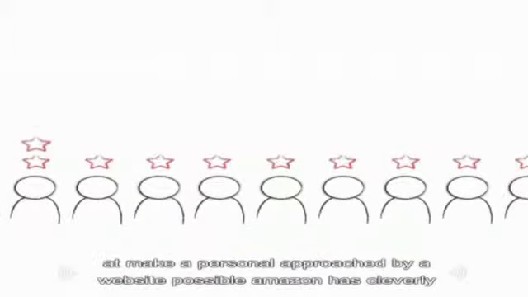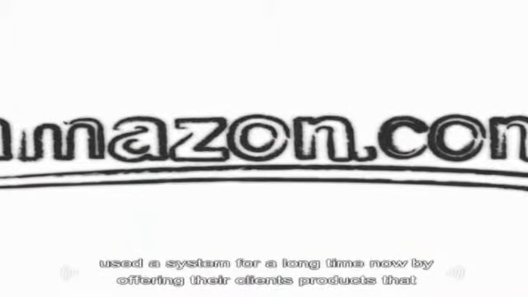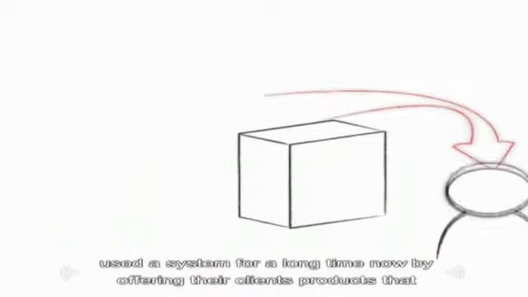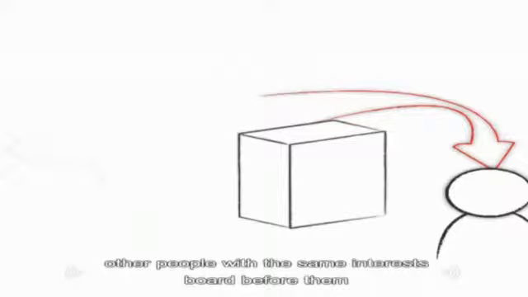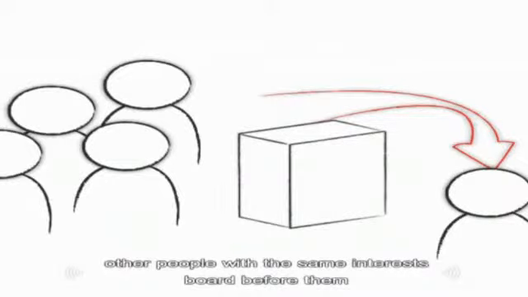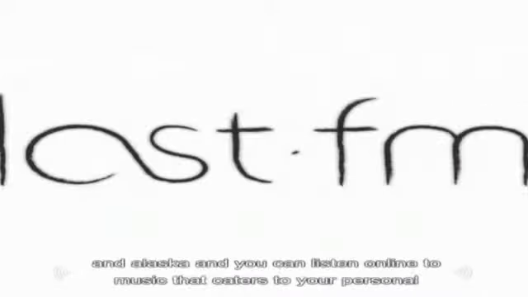Web 3.0 is not totally different from the web we know now. It is in many respects a continuation of existing techniques. Think of the so-called recommender systems that make a personal approach by a website possible. Amazon has cleverly used this system for a long time now, by offering their clients products that other people with the same interests bought before them.